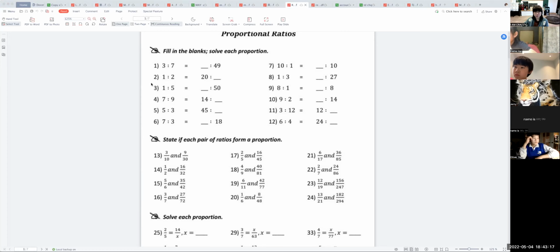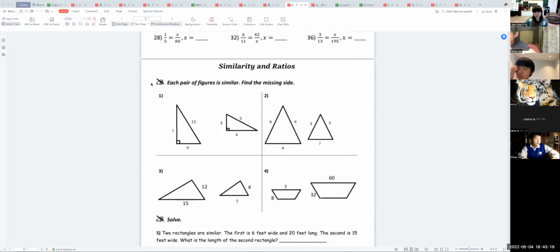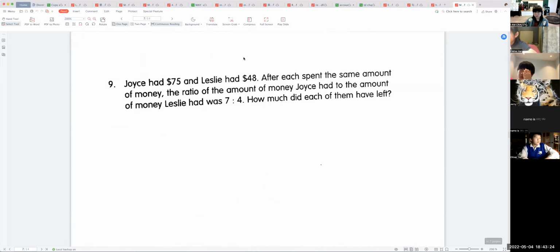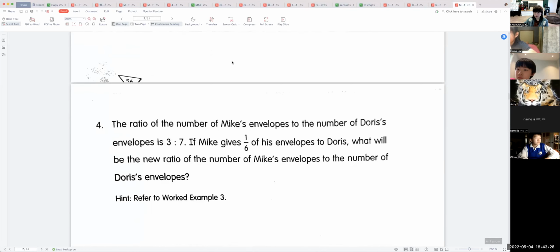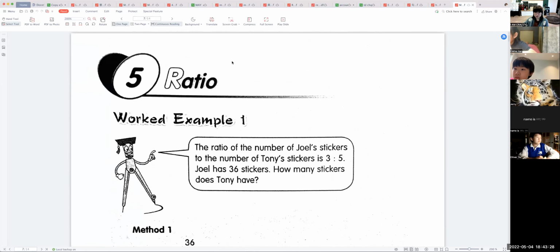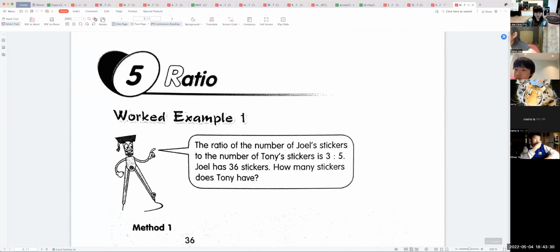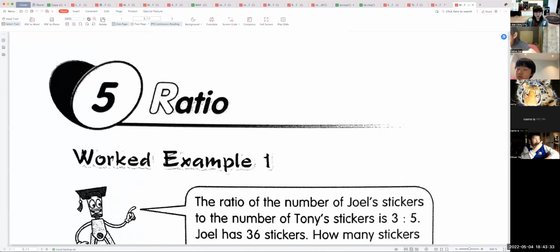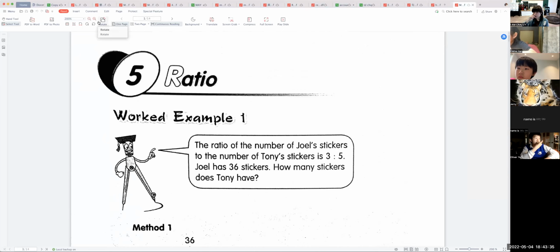We're going to come back for some similar triangles questions like here, but today we're going to focus on the word problem. Okay, so the first question will be the easiest one. The ratio of the number of Joey stickers to the number of Tony stickers is 3 to 5. Joey has 36 stickers. How many stickers does Tony have? This question, please send it to me through chat. If it is right, we're not going to spend any time explaining anymore, okay?